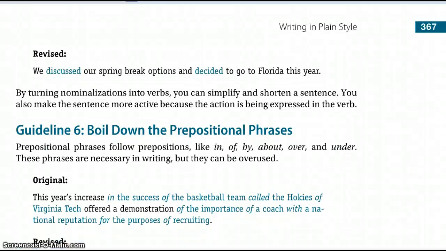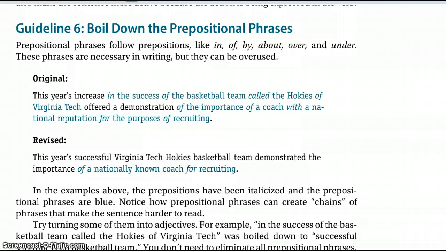I want to show you two more things you might note on the papers that you get back from me, the feedback, where I say you might be a bit wordy in a few areas. Maybe you're very concise, but I usually do catch some wordiness, and if there is wordiness, it's probably because you have a bunch of prepositional phrases. So prepositions: of, in, over, through, out, those are our prepositions. This year's increase in the success of the basketball team called the Hokies of Virginia Tech offered a demonstration of the importance of a coach with a national reputation for the purposes of recruiting. Try to get rid of those and see if you can concisely stick them together.